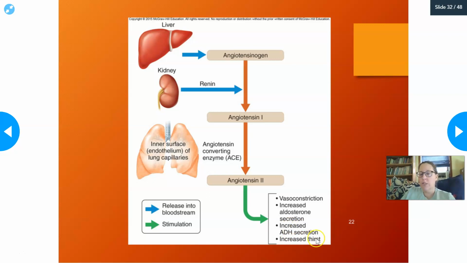And it's also going to increase thirst, because obviously you need more water, because we're having to reclaim water through the action of aldosterone and the action of antidiuretic hormone, and we're having to constrict the vessels because there's not enough volume in the cardiovascular system. So all of these here are active to increase the volume in the cardiovascular system, because it was sensed through the sensors in the juxtaglomerular apparatus that there was either a drop in pressure, drop in volume. There was something dropped there where it needed to be compensated for.